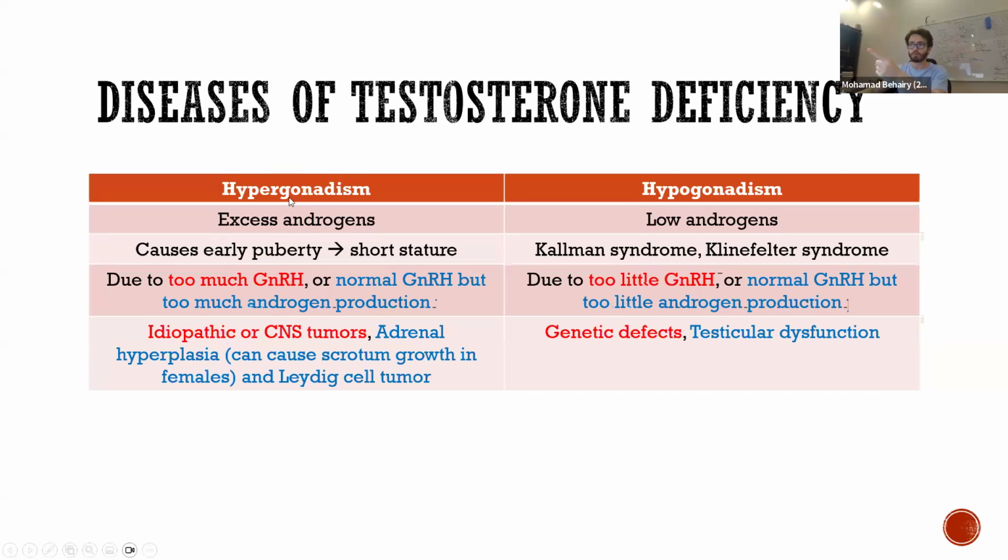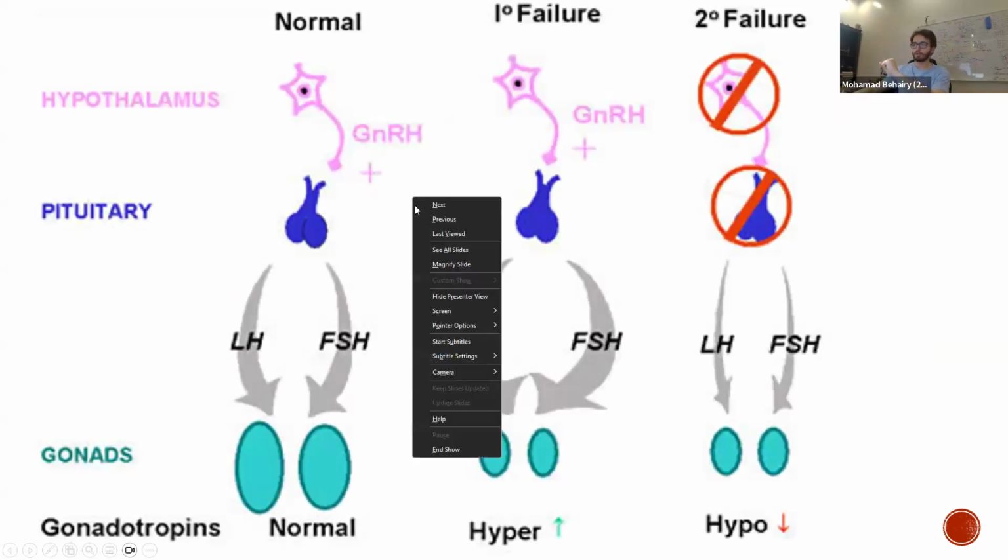Hypergonadism means we have too much androgens. What would this cause? Something like early puberty. A person would be short due to early puberty, because the epiphyseal plates would close faster. This can happen due to two main mechanisms. Okay? Let's go back here.